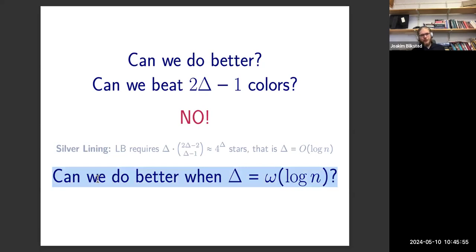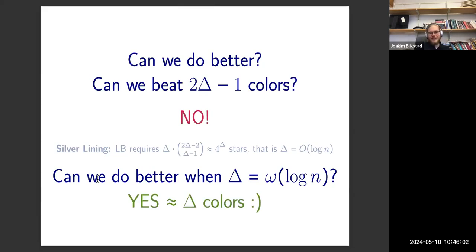So the new question: can we beat greedy when delta is omega of log n? And a spoiler for the rest of the talk is that yes, we can. And in fact, we can use roughly delta colors. So we're one competitive.